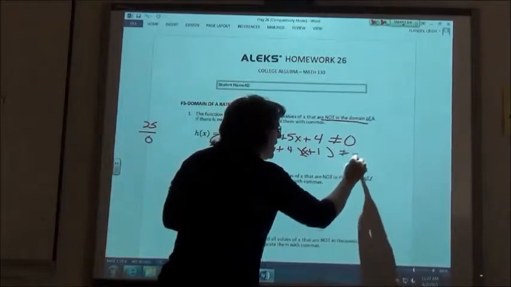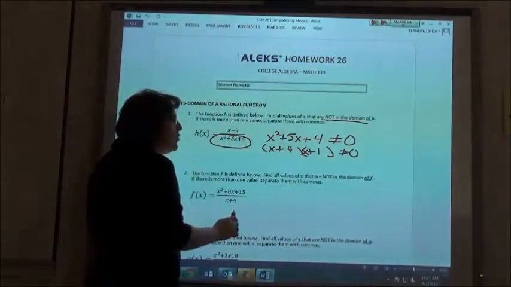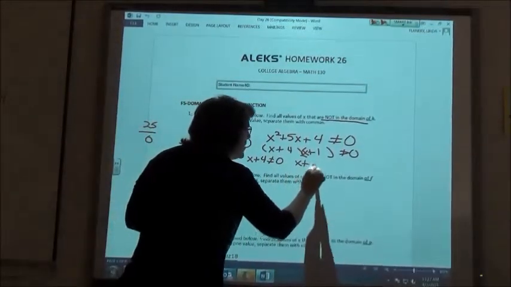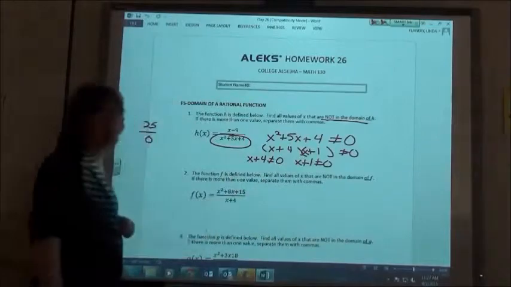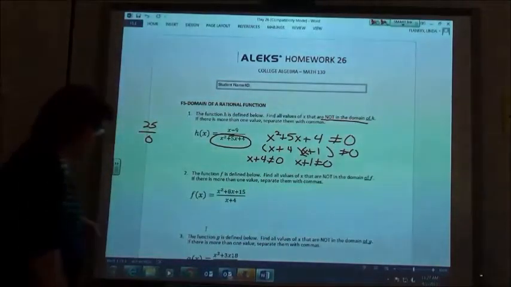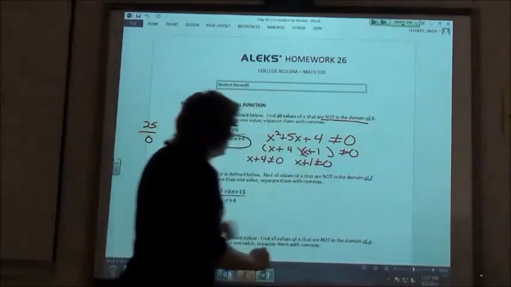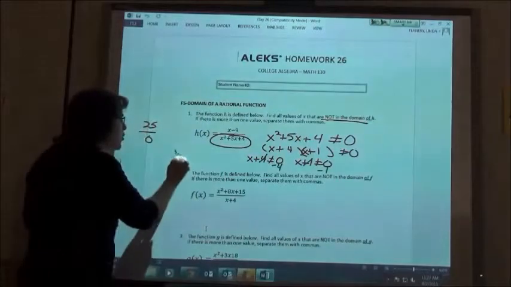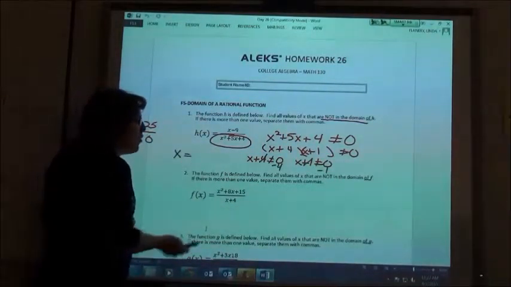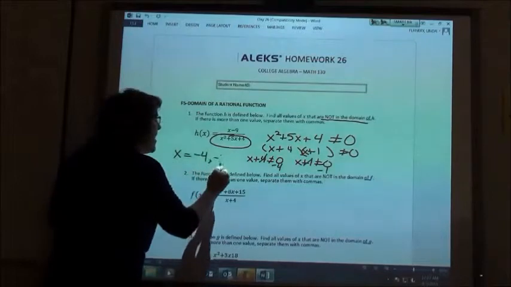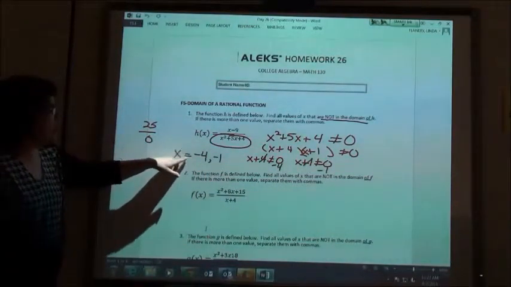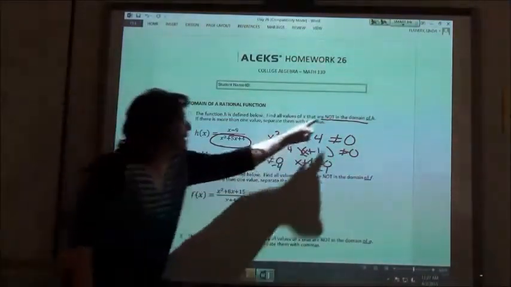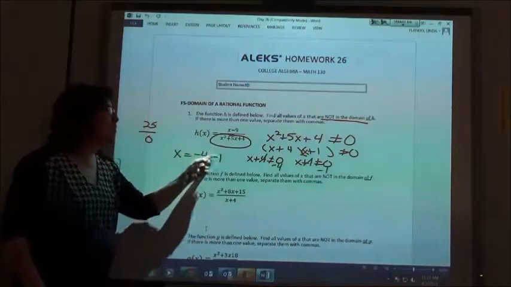Since we have that it's not equal to 0, I can then just break it down into two problems. Either the x plus 4 can't equal 0, or the x plus 1 can't equal 0, just like when we solved our other quadratic equations. So when we solve those, we're going to move our numbers to the opposite side. I'm going to minus the 4 and minus the 1. So the two values in this case that are not in the domain are going to be negative 4 and negative 1. So when you put your answer in on Alex, it is going to use the equal sign because it's using the word not here. So it's not equal to negative 4 or negative 1.